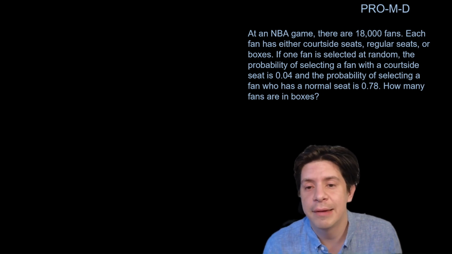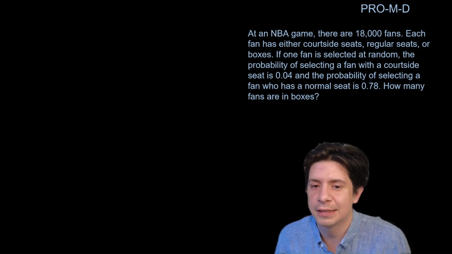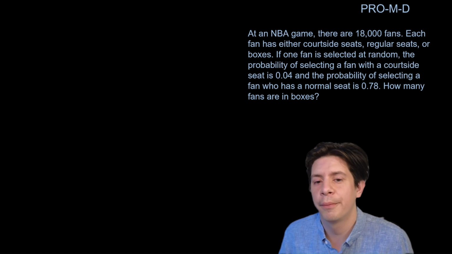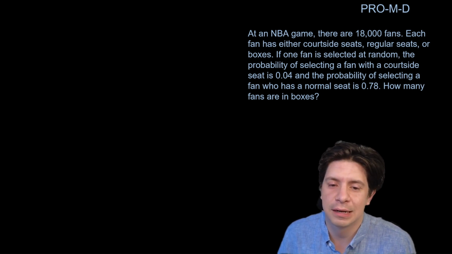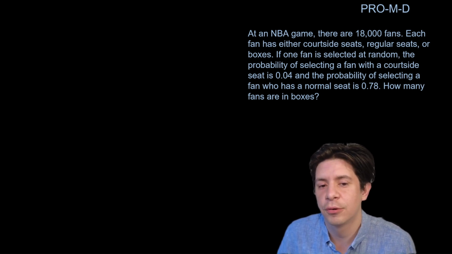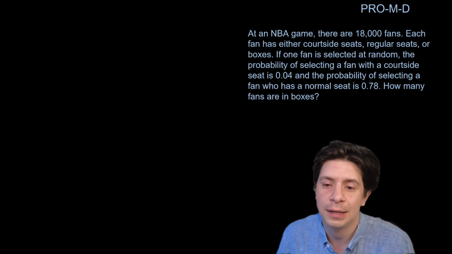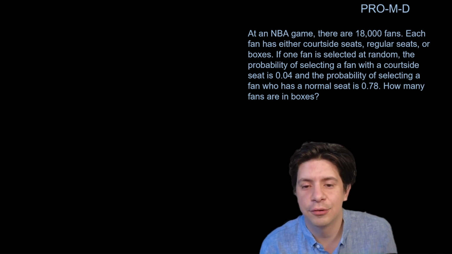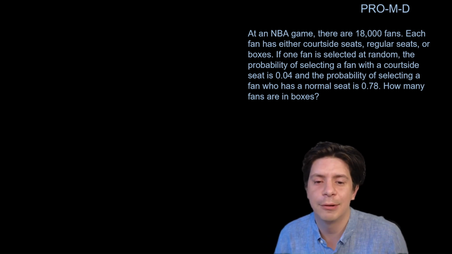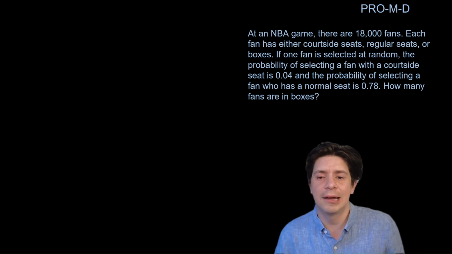At an NBA game, there are 18,000 fans. Each fan has either courtside seats, regular seats, or boxes. If one fan is selected at random, the probability of selecting a fan with a courtside seat is 0.04. And the probability of selecting a fan who has a normal seat is 0.78. How many fans are in boxes? Try it out. Let me know what you get.